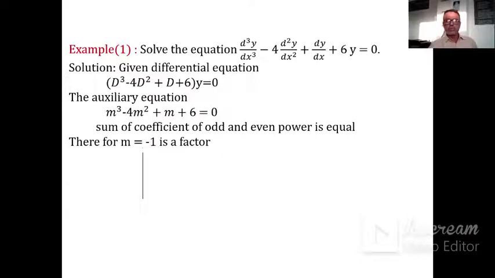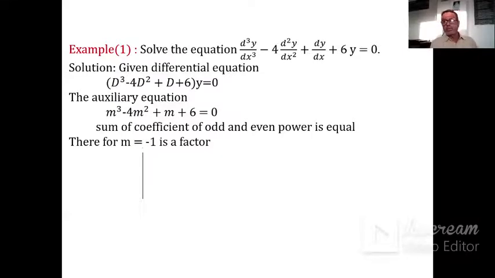Now here we see whether the sum of coefficients of odd and even power is equal. Now if we see the sum of the coefficients, it is 1 minus 4 plus 1 plus 6. This addition is not 0, which means the sum of the coefficients is not 0. Therefore we are able to conclude that m equal to 1 is not a root of this equation, since the sum of the coefficients is non-zero.